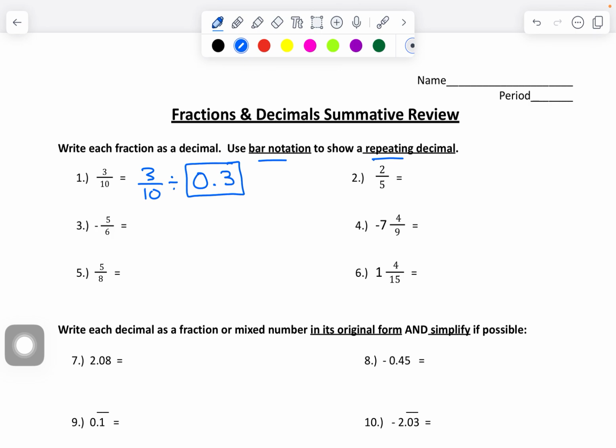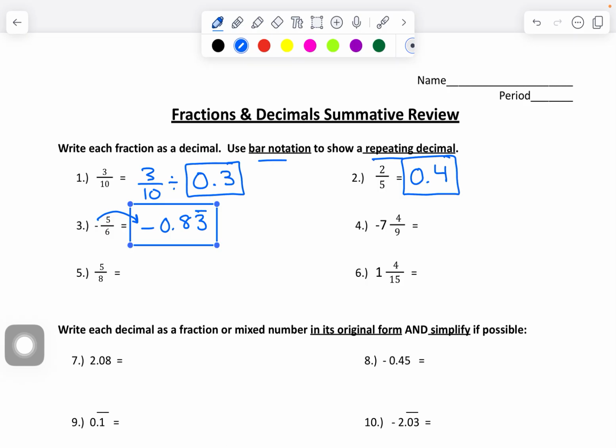2/5. 2 divided by 5 is 0.4. If the fraction is negative, that means the decimal is negative as well. So you bring the negative along. And 5 divided by 6 is 0.83. Only the 3 is repeating, so that means only the line would go over the 3.